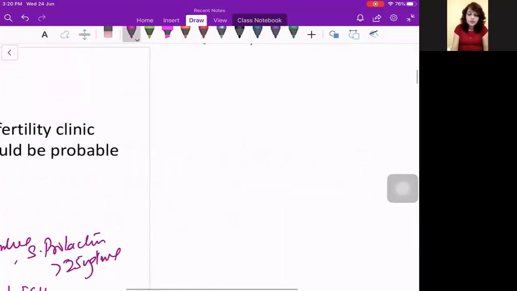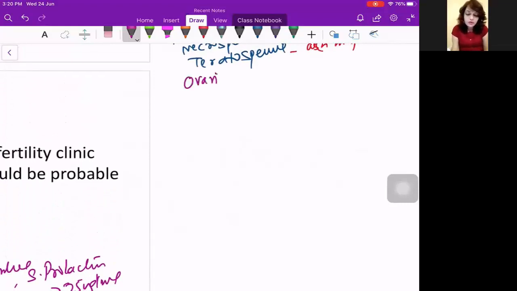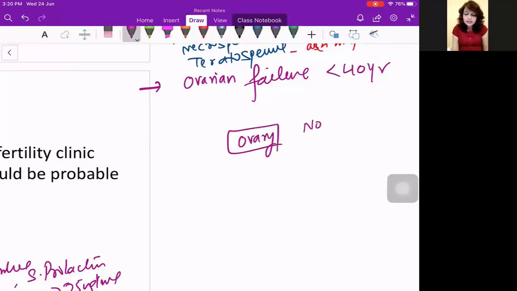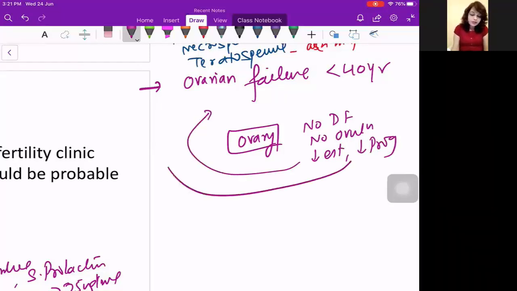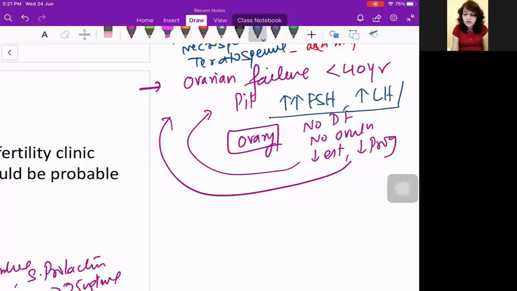Now, what is premature ovarian failure? Premature ovarian failure means ovarian failure occurring before the age of 40 years. What is the pathology in premature ovarian failure? There is no dominant follicle, there is no ovulation, and estrogen and progesterone levels are down. So there is no negative feedback inhibition by estrogen and progesterone on the pituitary. There is secretion of high FSH and high LH. This will not stimulate the ovaries, rather it will suppress them, because pulsatile secretion of gonadotropins is required for ovaries to function normally.